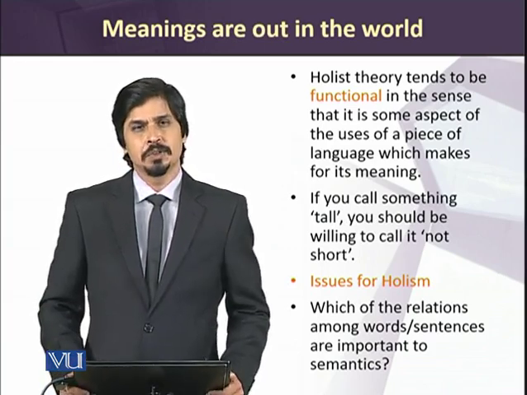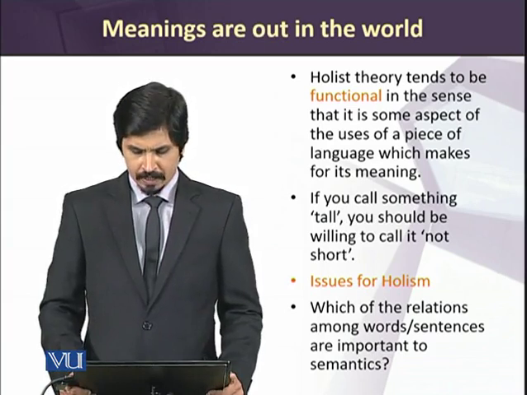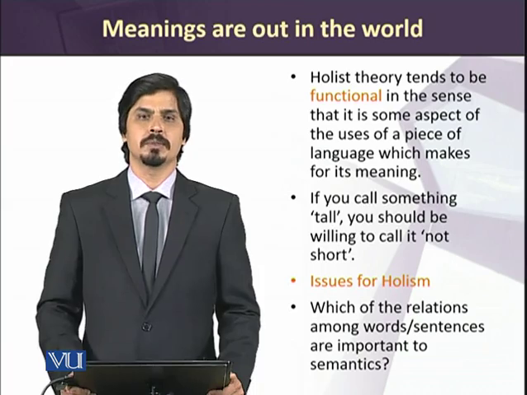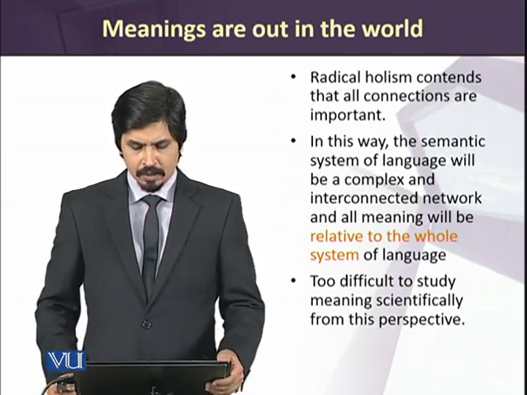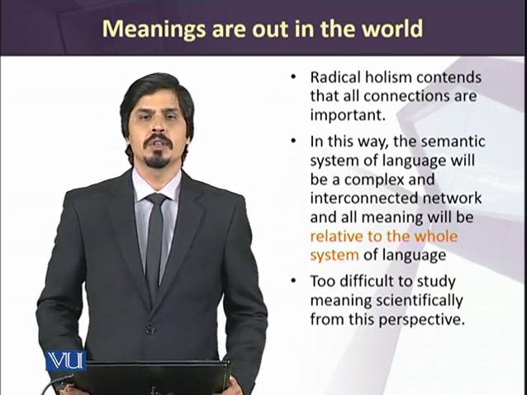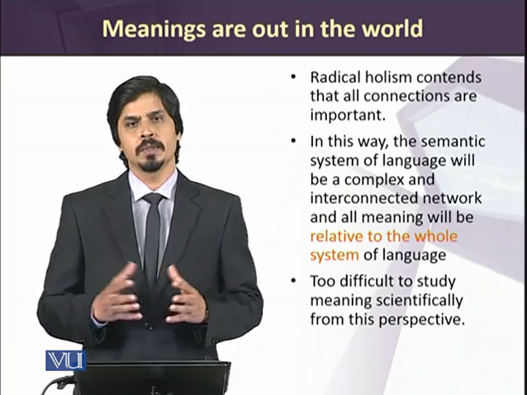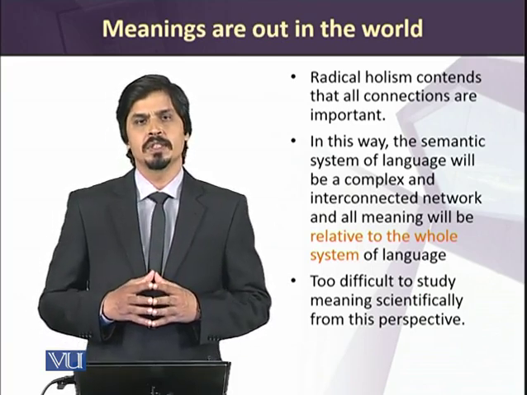There are certain issues with this theory of holism. For example, we are not sure which relations are more important to semantics. I mean, relationships between the words. A radical holist probably would claim that all connections between words, from synonymy to antonymy and from antonymy to polysemy, they all are important to understand a language.